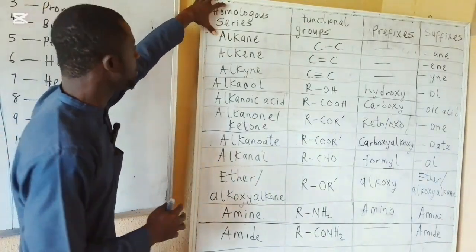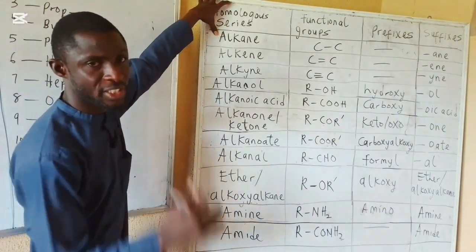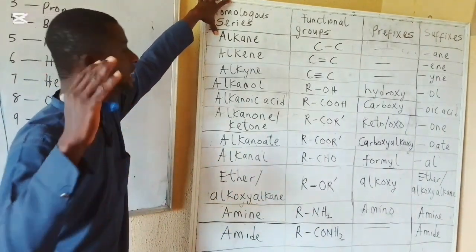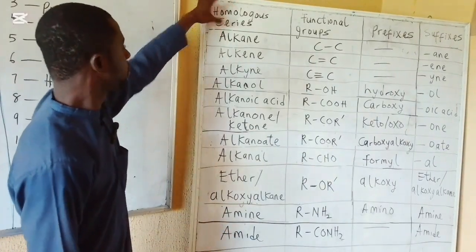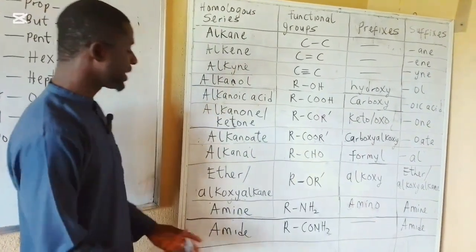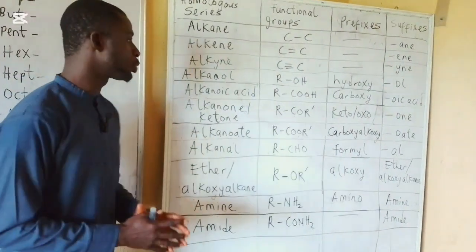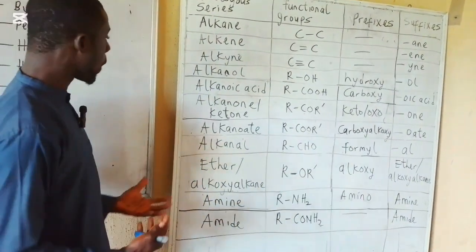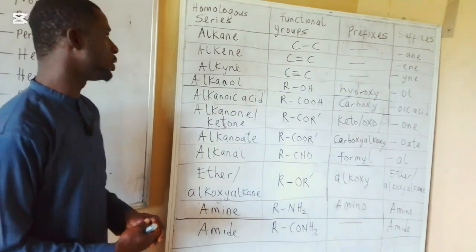On this side we have the homologous series. The homologous series simply means the family of an organic compound. Here I have the list of families of organic compounds. Though there are more than this, for this topic I want to talk about the common families that I'm going to deal with, which are listed in this table.